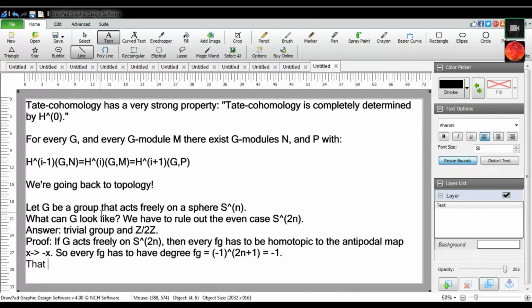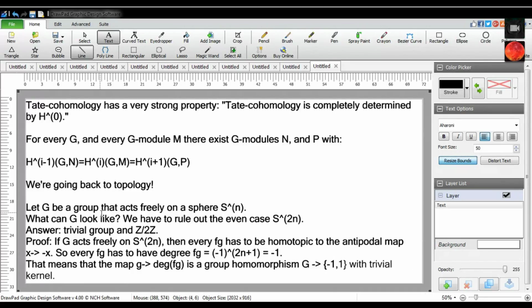That means that the map that sends g to the degree of f_g is a group homomorphism from G to the group {-1, 1} with trivial kernel. Why? Because every element that is not the neutral element has degree -1.